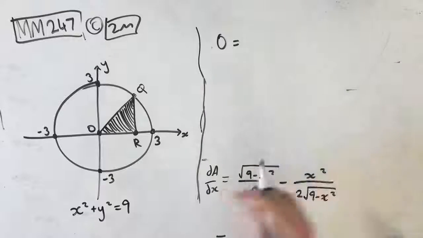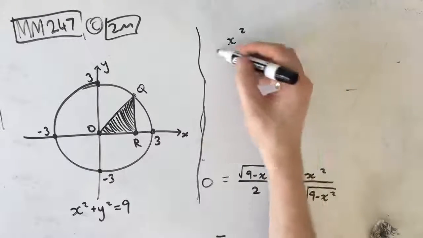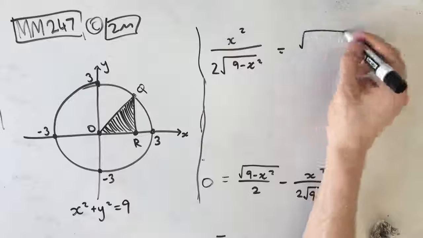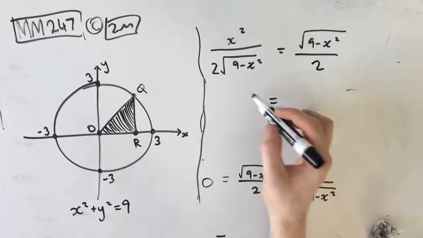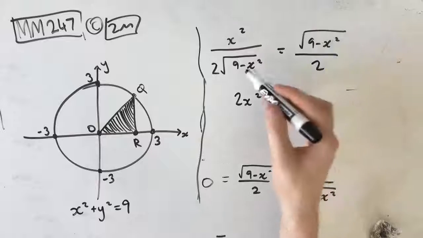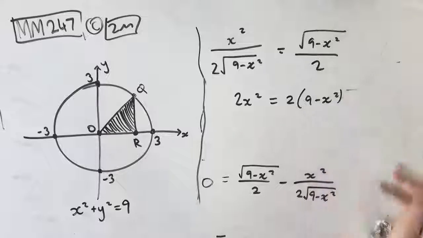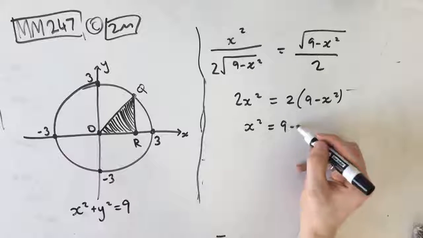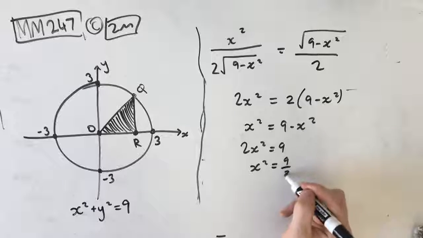So 0 is equal to, actually, you know what? I'm just going to rewrite this. So 0 equals that. So then from there, we get x squared over 2 root 9 take x squared equals root 9 take x squared over 2. Sweet. Cross multiplying this, we actually get 2x squared. Root 9 take x squared times root 9 take x squared is just 9 take x squared. So we get 2 outside of 9 take x squared. Then from here, we can divide both sides by 2 to get x squared equals 9 take x squared. So 2x squared equals 9, x squared equals 9 on 2.